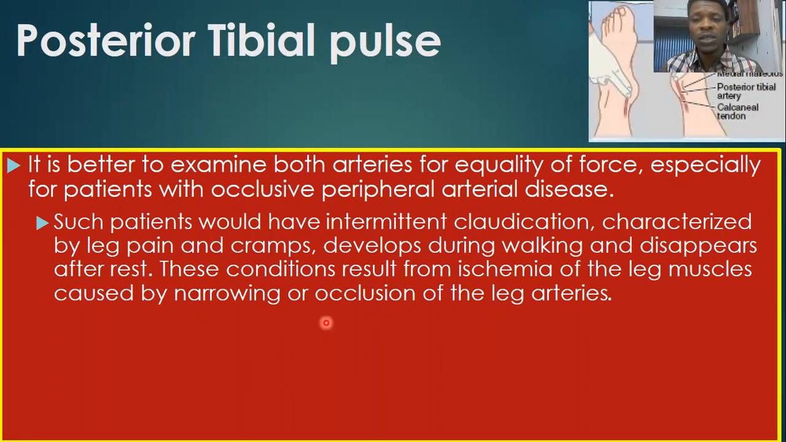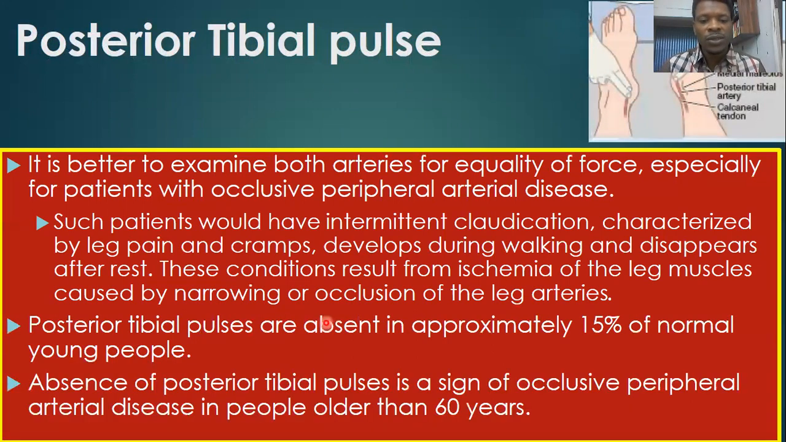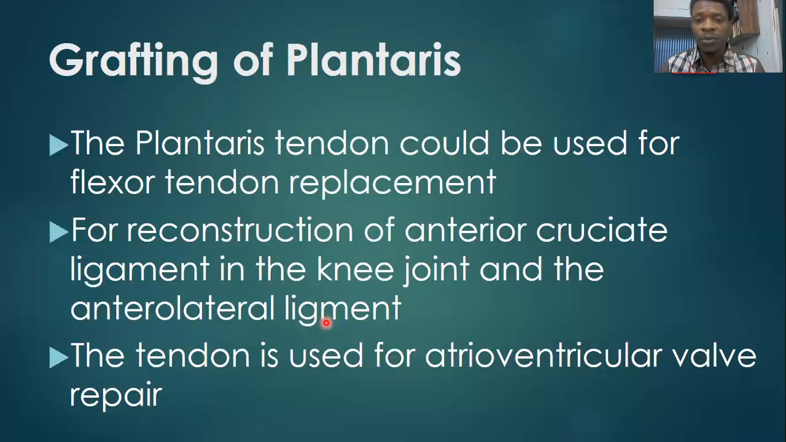Okay, so that's still on the posterior tibial pulse. It's important to do this on both feet, so that you can compare the pulses, all right, to get to know whether the pulse is running symmetrically. Okay, so it's absent in about 15% of normal young men, but again, it's also not seen or absent in elderly people from the ages of 60 years and above.